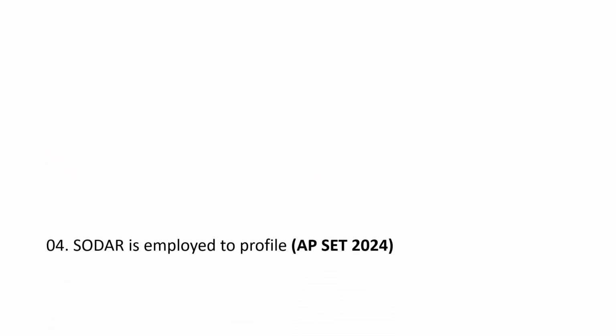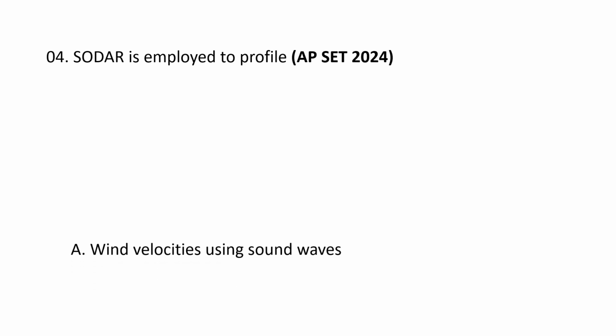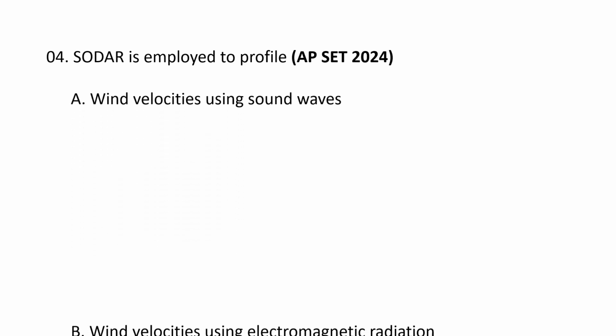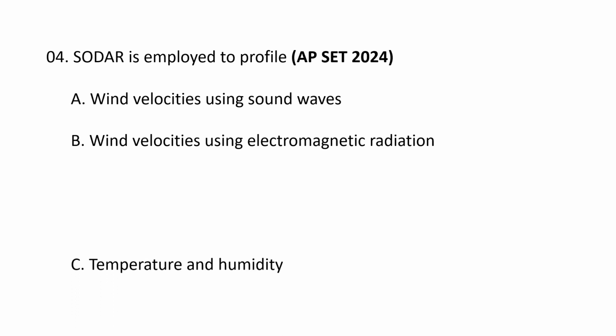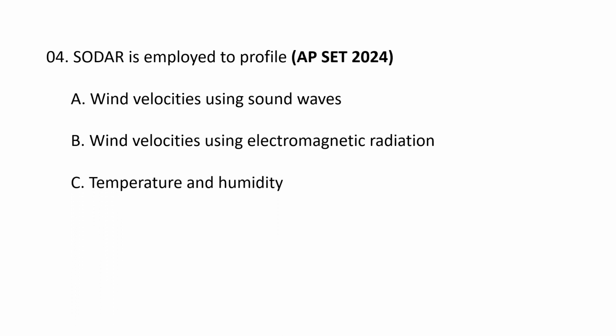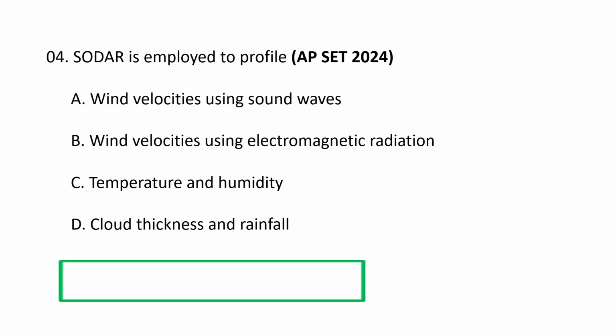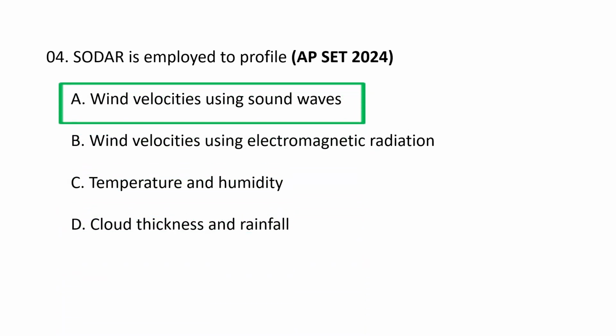Next question. SODAR is employed to profile A. Wind velocities using sound waves, B. Wind velocities using electromagnetic radiation, C. Temperature and humidity, D. Cloud thickness and rainfall. SODAR is sound detection and ranging.